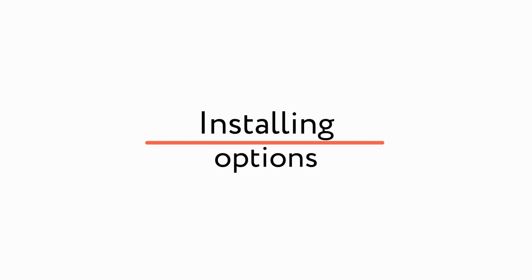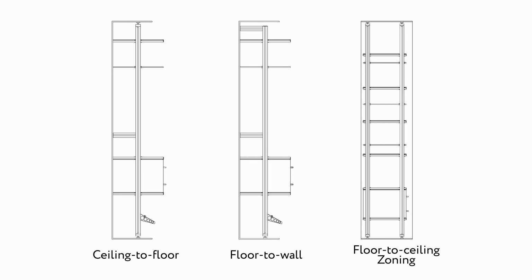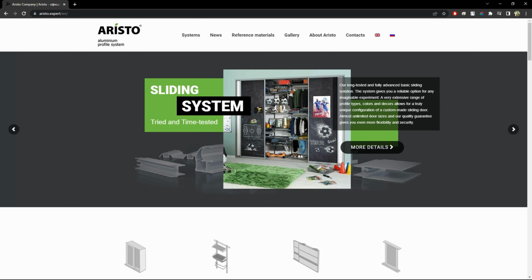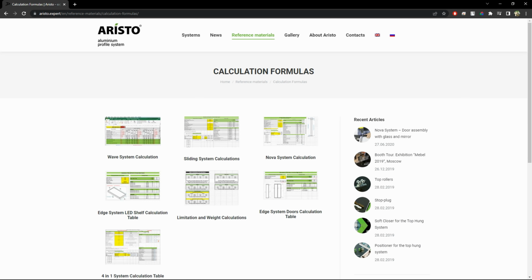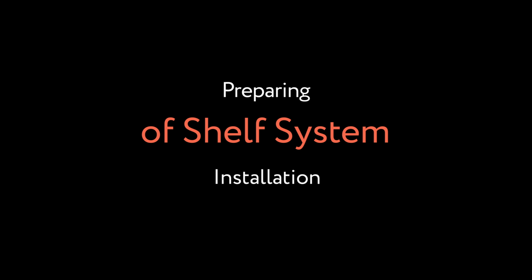The shelf system has three installing options: ceiling to floor, floor to wall, or floor to ceiling zoning. We're gonna assemble one section of a floor to wall shelf system. You can find the link to the shelf system calculations in the description below the video. Preparing of shelf system installation.